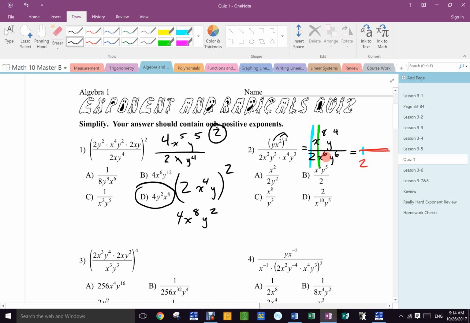Right, so what is it? X squared. And what happens with these y's? Now this gets weird, right? What happens when I subtract 6 from 4? I get a negative 2. Is that allowed? So right now I would have, and I'm going to just do a dotted line, y to the negative 2 up top, wouldn't I?